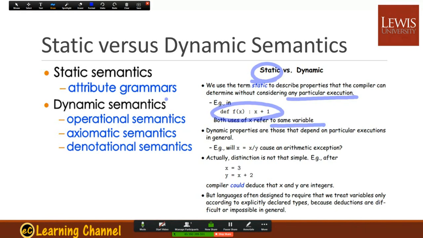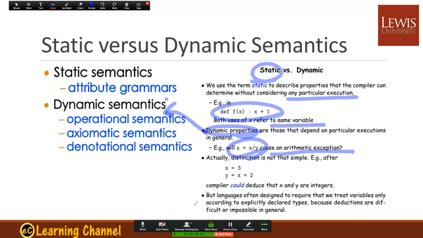Dynamic properties are those that depend on a particular execution. So something like this, if you have an exception that depends on the runtime, that is a dynamic property. It is more like operational semantics, whether we have divide by 0 or not. Without running it, we don't find it out.